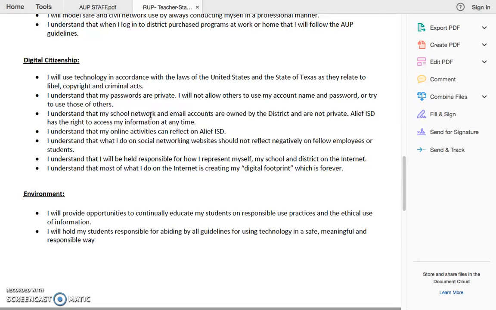Any online activities of the staff relate back to the district. That includes social media and websites, and just keeping in mind that staff members need to represent themselves well online because they are a reflection of the district, and that the digital footprint is forever.